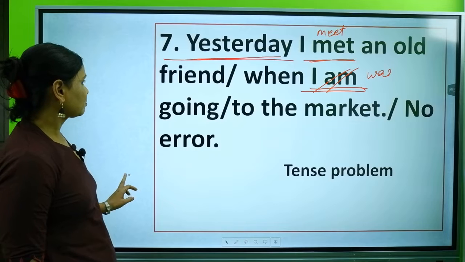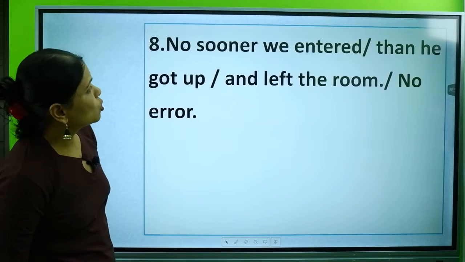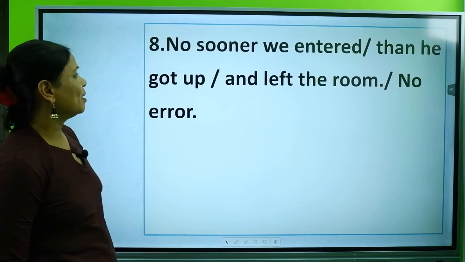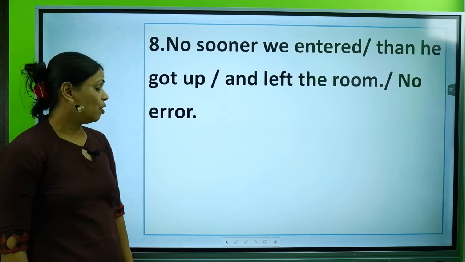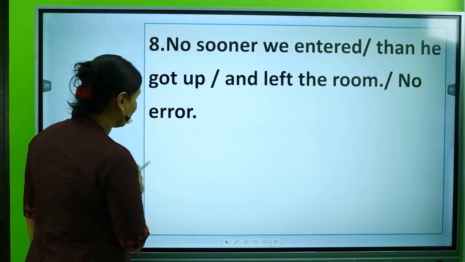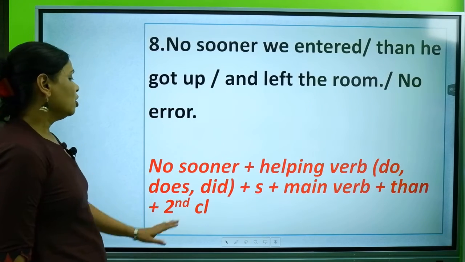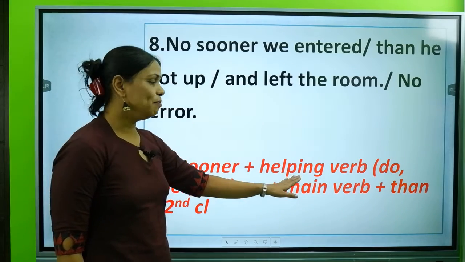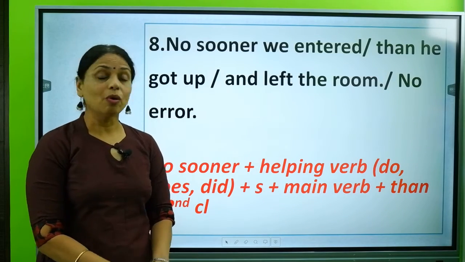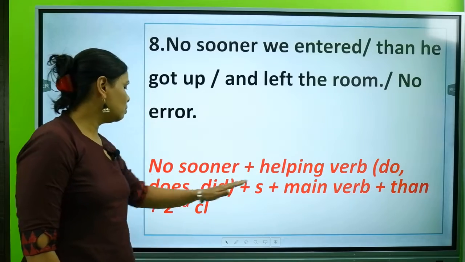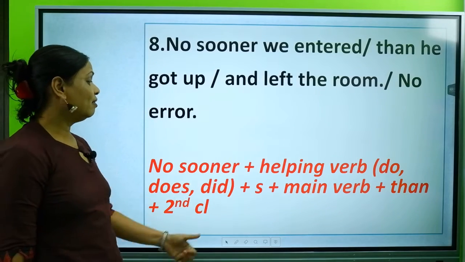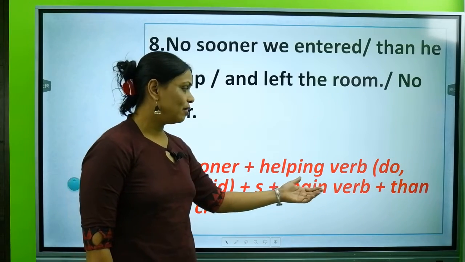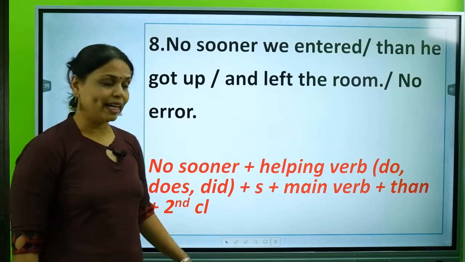Next, number 8. No sooner we entered than he got up and left the room, no error. We need to understand the structure of no sooner here. No sooner is followed by a helping verb. If the helping verb is not there, you have to take do, does or did. And then it is followed by subject, main verb, then and the second clause.